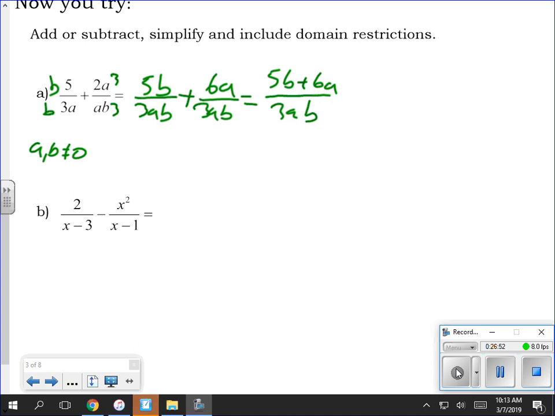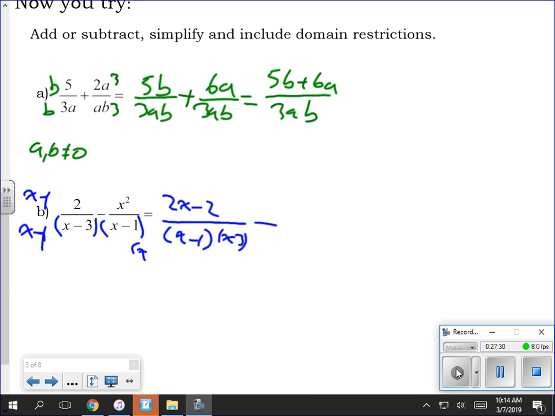Okay, this one's a little uglier. It's not bad, but it's a little uglier. So what's in the second denominator that's not the first? x minus 1. You've got to remember, these are factors. So I have x minus 1, I multiplied out: 2 times x minus 1, 2x minus 2, all over x minus 1 times x minus 3. Minus, and then what's in the first denominator that's not the second? x minus 3.